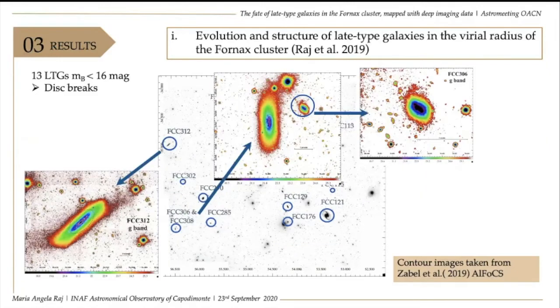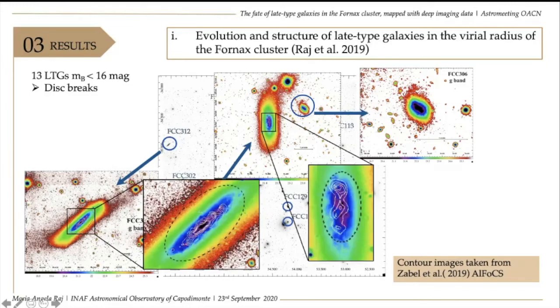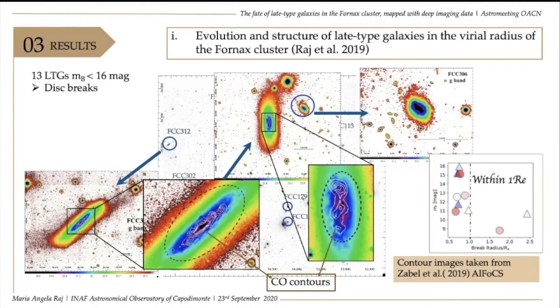So some more examples. Here we have tidal tails in the case of FCC 312 and in the case of 306. Zooming in, we see that the molecular gas detection is within the break radius. This is a plot of the magnitude versus break radius normalized to effective radius.